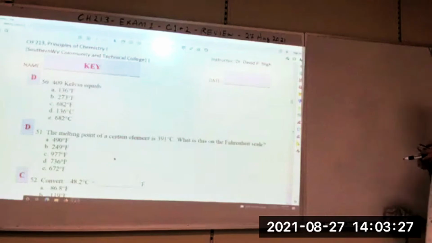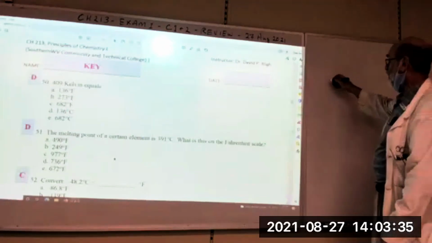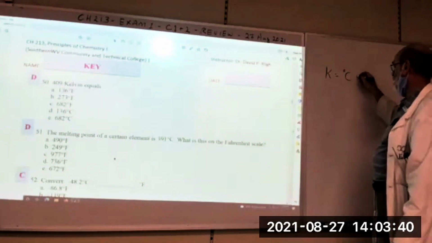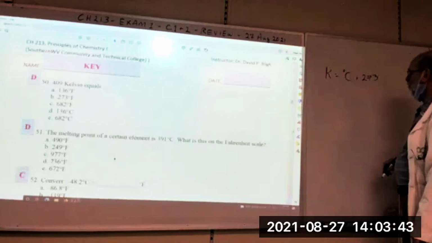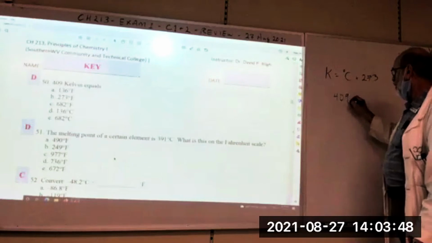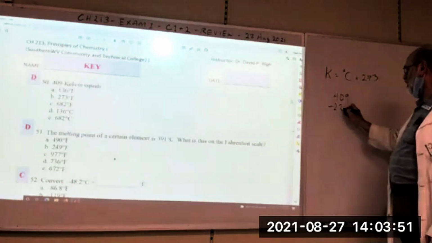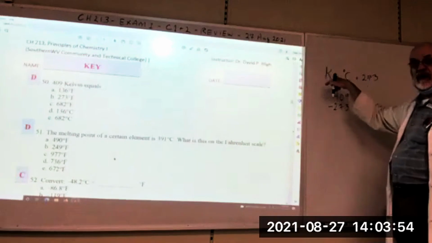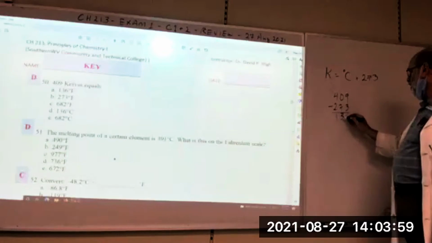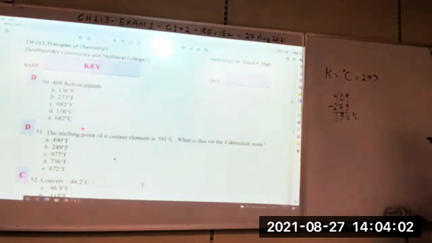All right. Kelvin temperature, 409 Kelvin equals what? Either Fahrenheit or Celsius. So what would we do with that one? Well, you take the relationship of Kelvin equals degrees centigrade, Celsius, plus 273. So it's 409 Kelvin. What is it in Celsius? Well, you minus 273. So that'd be 136 degrees Celsius. Is that one of them? Yeah. So we don't even have to convert to Fahrenheit.